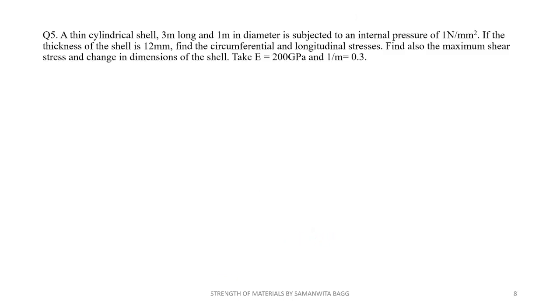Now on that note, I leave you with this numerical, which I think you can now solve on your own. A thin cylindrical shell, 3 meter long, 1 meter in diameter, is the same as the previous numerical, is subjected to an internal pressure. Here the pressure value has changed to 1 Newton per mm square. Previously it was 1.5. If the thickness of the shell is 12, so the T value has changed from 15 to 12. Find the circumference and longitudinal stresses. Find also the maximum shear stress and change in dimensions of the shell. Take E as 200 gigapascal and 1 by m, that is mu, is given as 0.3.